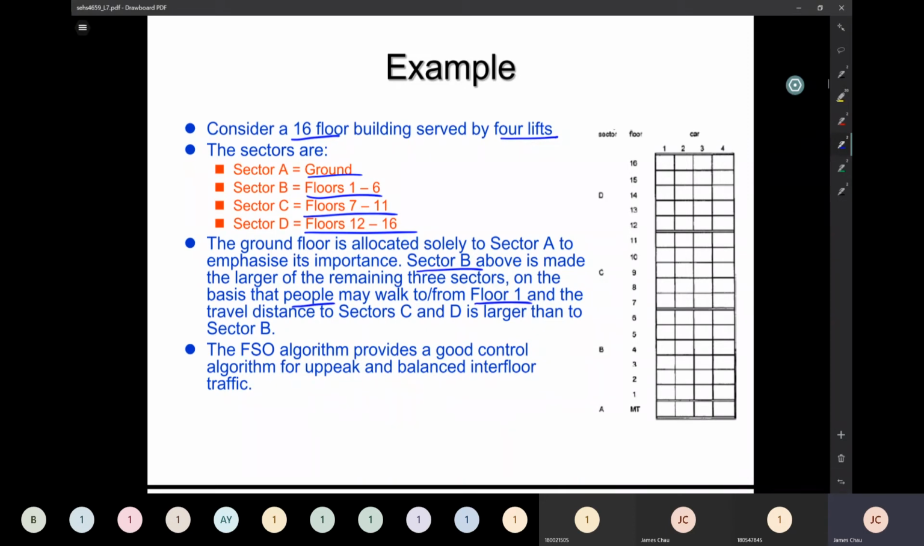And sector C and sector D have an equal number of floors, 4, and the travel distance is longer than sector B. And we say that the FSO, the fixed sector system algorithm, provides a good control for up-peak and balance in the flow of traffic.